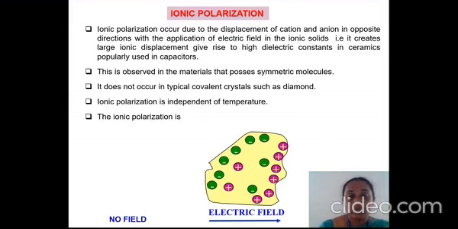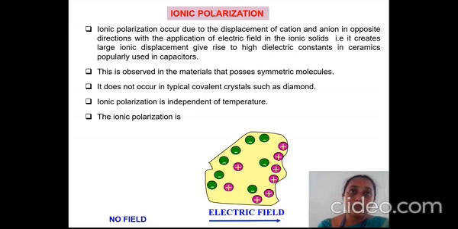Ionic polarization. Ionic polarization happens at the molecular level. For example, when an electric field is applied to a dielectric material, the cation and anion displacement takes place. For example, ionic solids like ceramics are popularly used in capacitors. What happens? Let us see the picture.